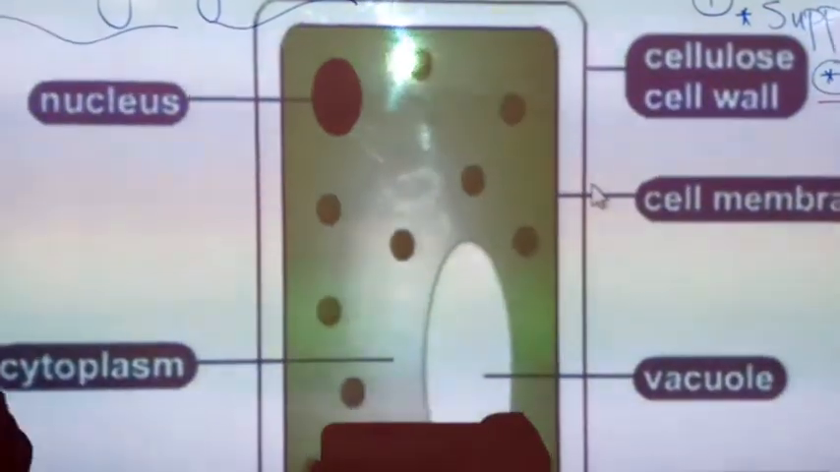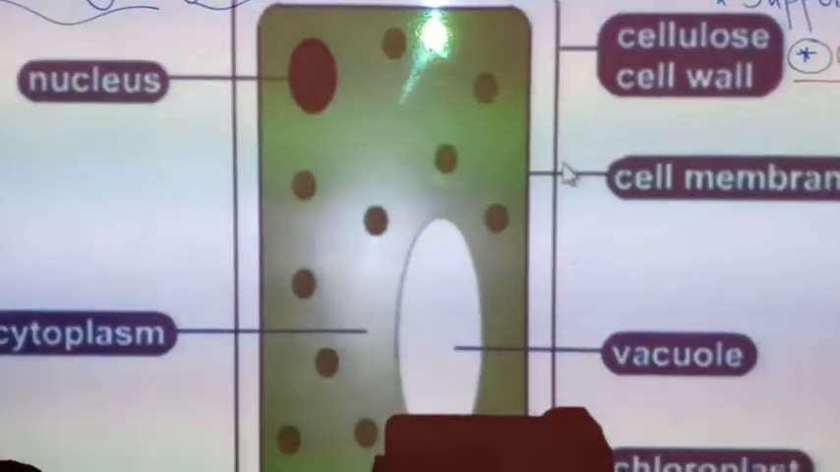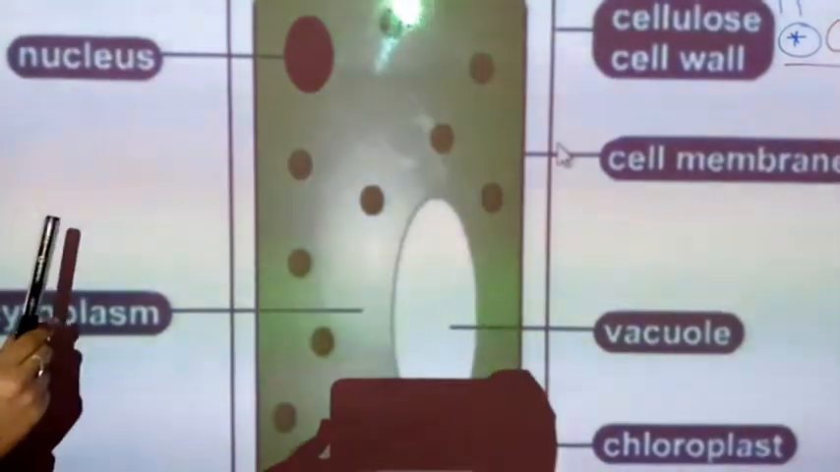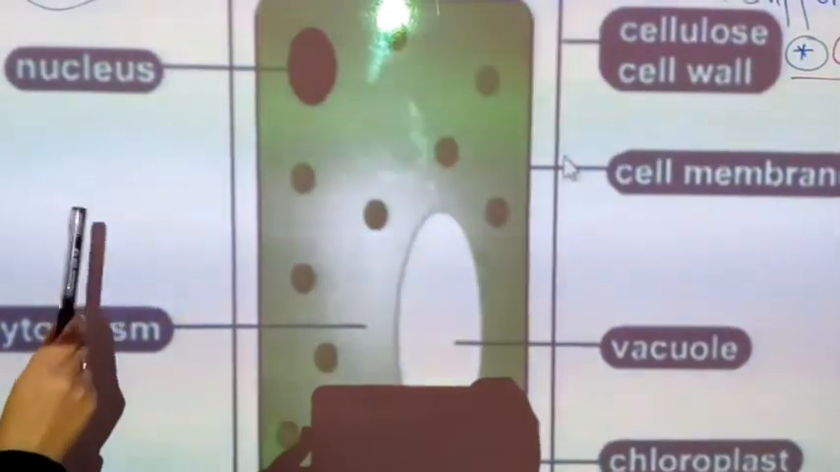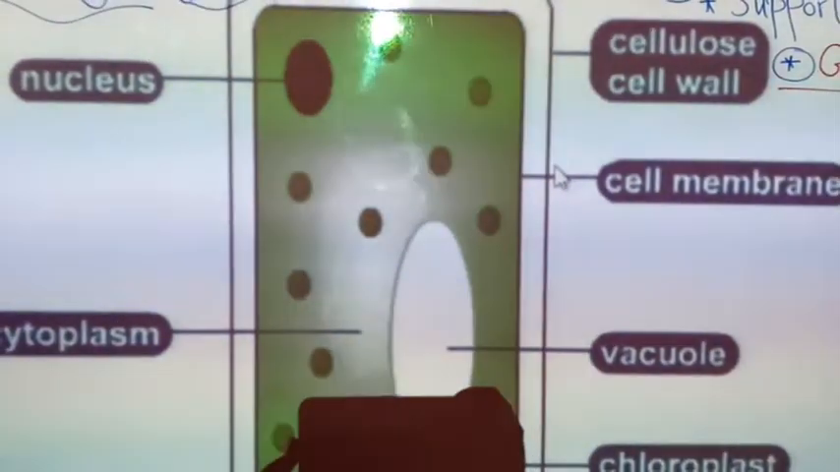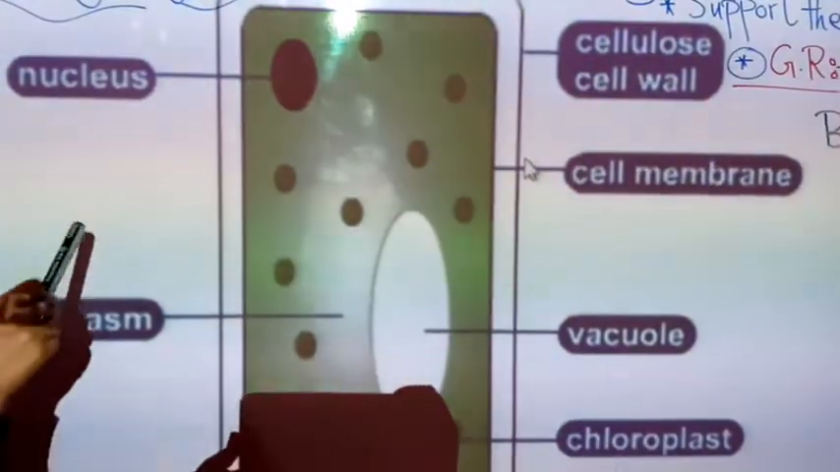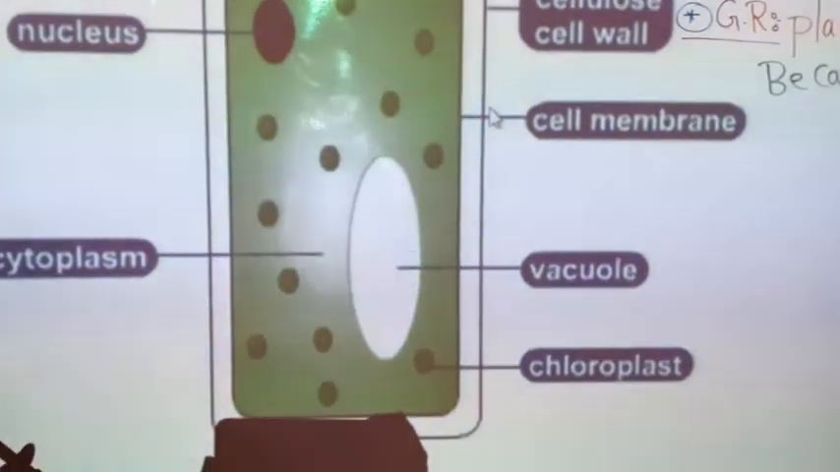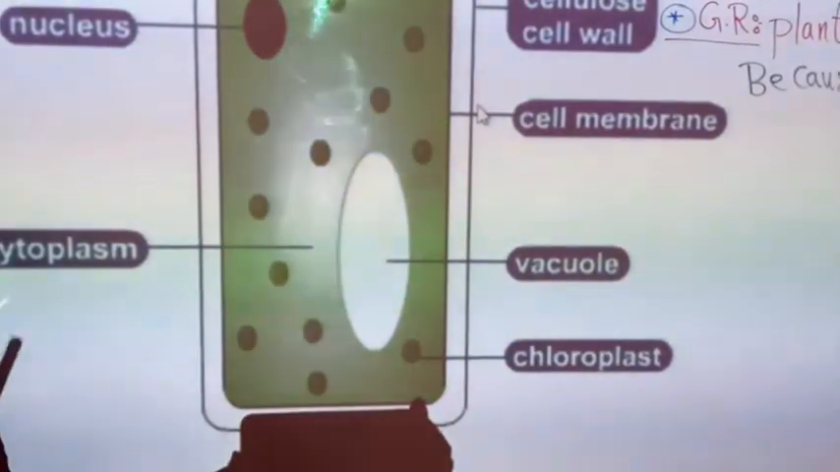Let's start with multicellular living organisms, like plants, humans, and animals. Now we will talk more about the plant cell. This is the plant cell. This is the components of the plant cell, or the structure of the plant cell.